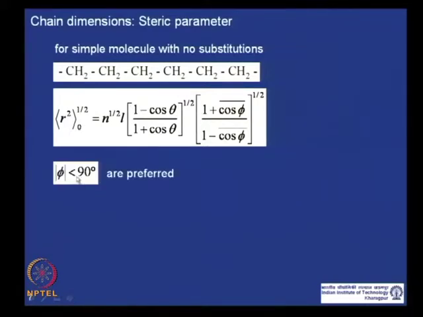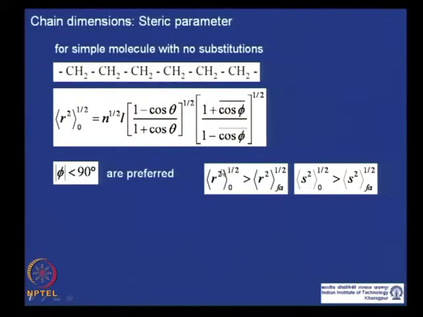Okay. Now, as we said, the least energy would be preferred around dihedral angle 0 and both the sides. So, in that case, this term would be more than 1. This term due to bond rotational restriction will be higher than the term for the RMS end-to-end distance where it has only bond angle restrictions.